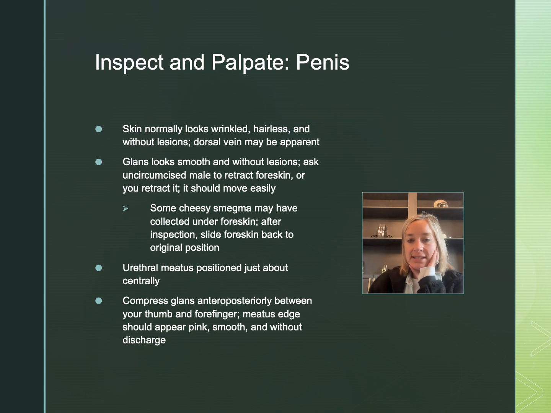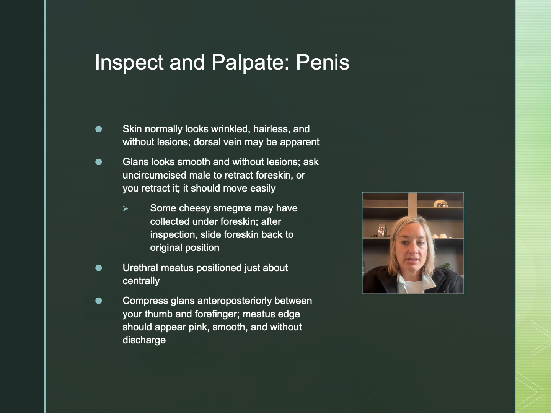Now let's move on to inspecting and palpating the penis. We'll begin by observing the skin. Normally, the skin here appears wrinkled, hairless, and lesion-free. You might see the dorsal vein, which is usually quite visible. Next, inspect the glans. It should look smooth without any lesions.